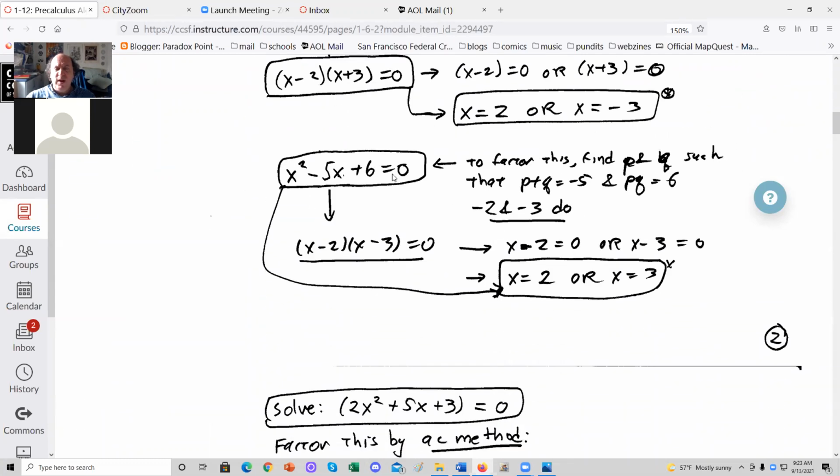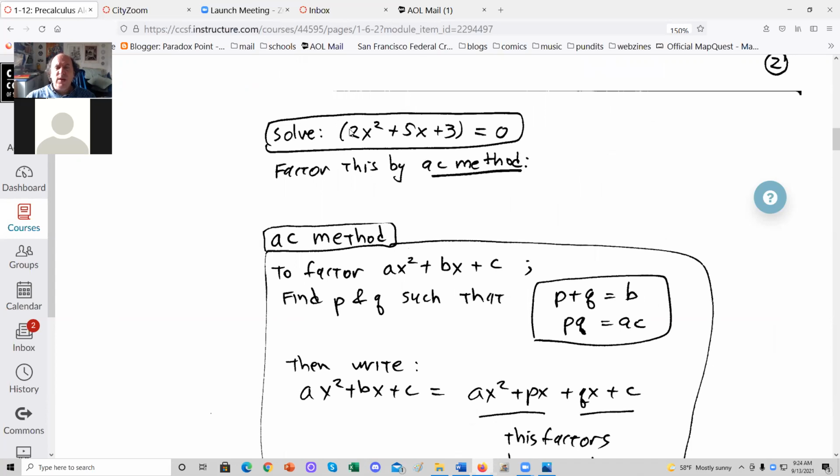Here we have x squared minus 5x plus 6 equals 0. This needs to be factored to use solution by factoring. To do that, we need to find p and q whose sum is the middle coefficient negative 5, and whose product is the last term 6. A little bit of search will find negative 2 and negative 3 work fine. So this factors into x minus 2 times x minus 3 equals 0. Now we've solved by factoring. Either x minus 2 is 0 or x minus 3 is 0. So therefore, either x equals 2 or x equals 3, and these are the solutions to this equation.